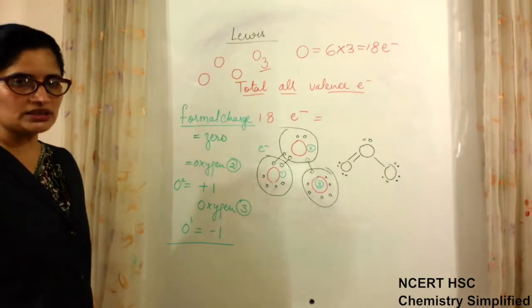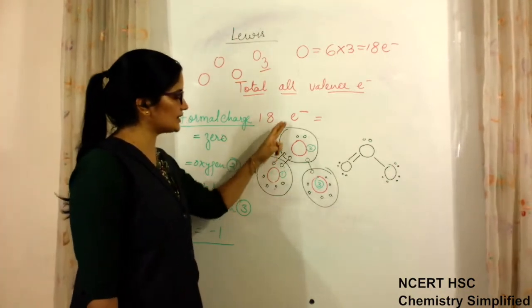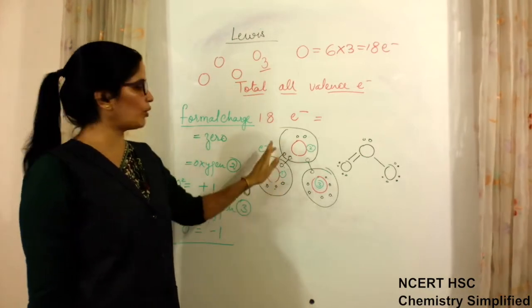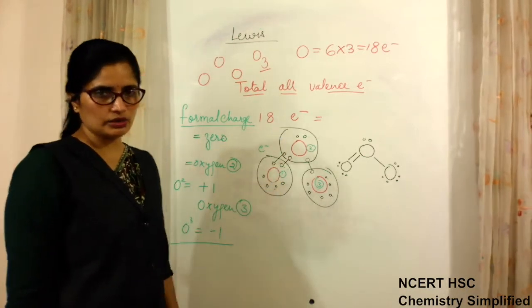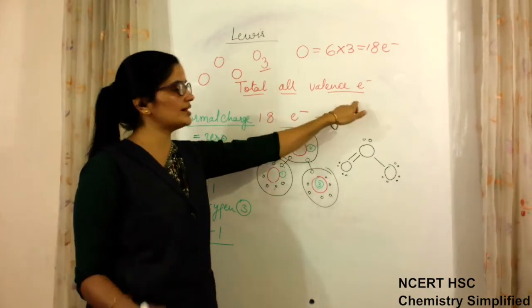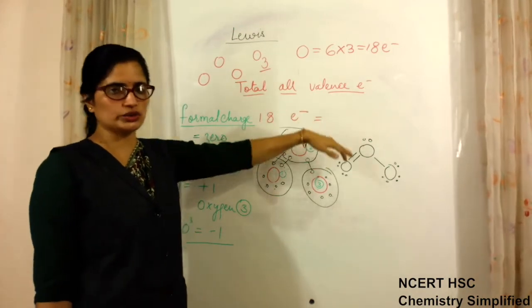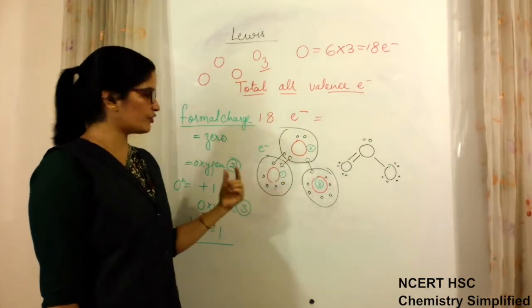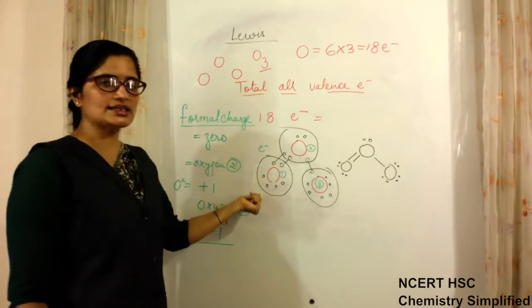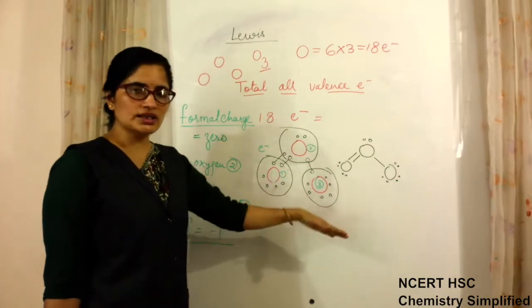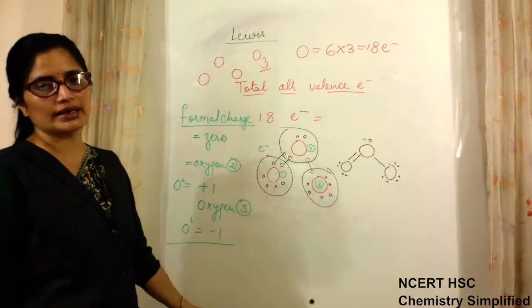So what is formal charge? Formal charge is the charge acquired by a particular atom when it is covalently bonded to other atoms, and it is assigned according to the number of valence electrons it should actually have. Oxygen should have 6. If it has 6, then its formal charge is 0. If it has less than 6, then its formal charge is plus 1. If it has more than 6, its formal charge becomes minus 1.